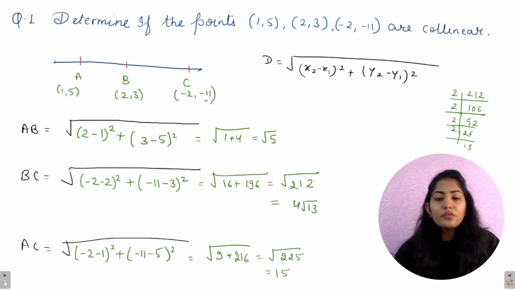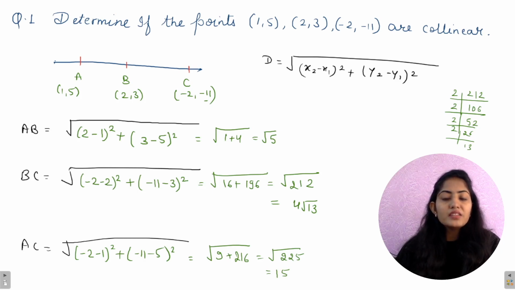So we are observing that these are not collinear, because in the collinear case, if we add two of them, it will be equal to the third one. Here it is clearly visible that these are not collinear. Now come to the next question.